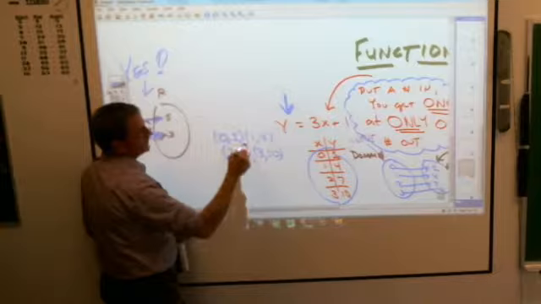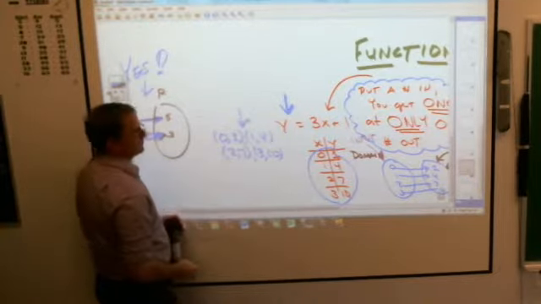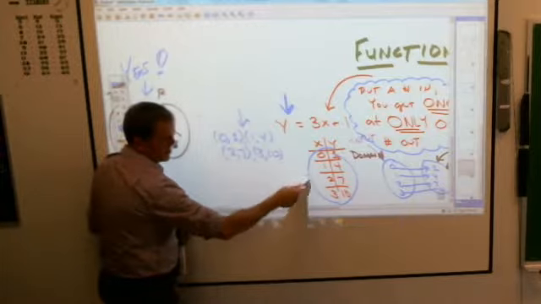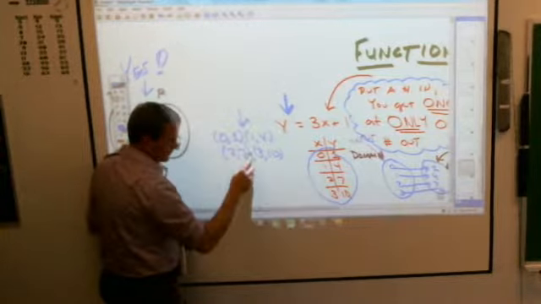Here are all my points. Is this a function, yes or no? Let me give you a clue. It's the same as this. These are the same thing. Is this a function? Was this a function?